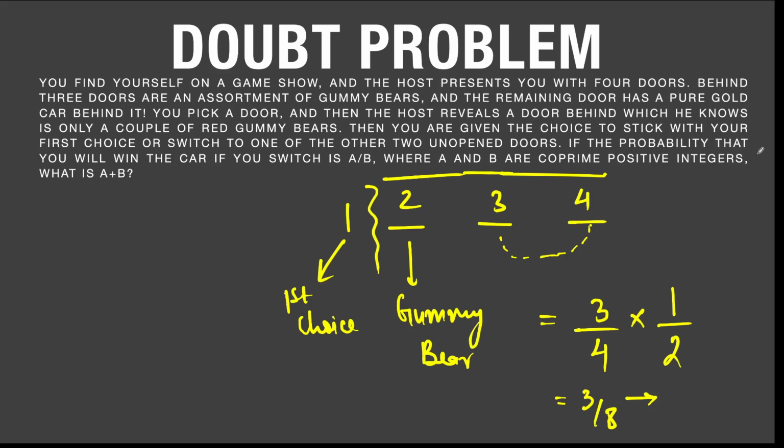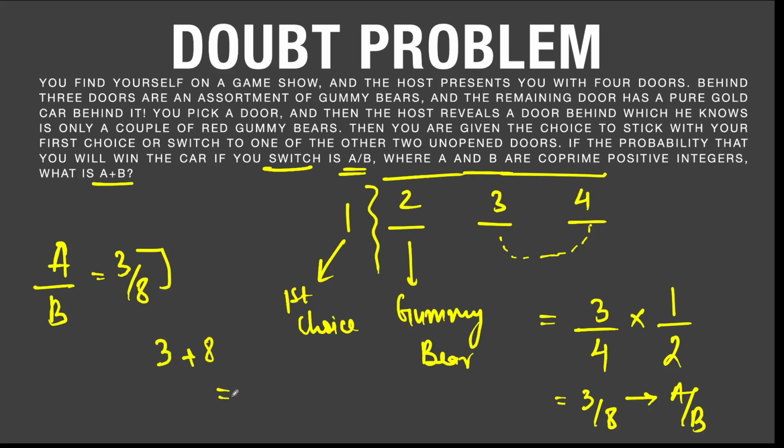Now, here comes the difficult part. If the probability that you will win the car, if you switch, is A over B, where A and B are co-prime positive integers, what is A plus B? I have gotten the value of A over B as 3 by 8. When we say that A and B are co-prime, that means both of them have been cancelled out to the least possible number, like 3 ones are 3 and 8 ones are 8. There is nothing more common between them. So both of them are positive. What is A plus B? The value of A is 3, the value of B is 8. So A plus B is 3 plus 8, which is equal to 11.